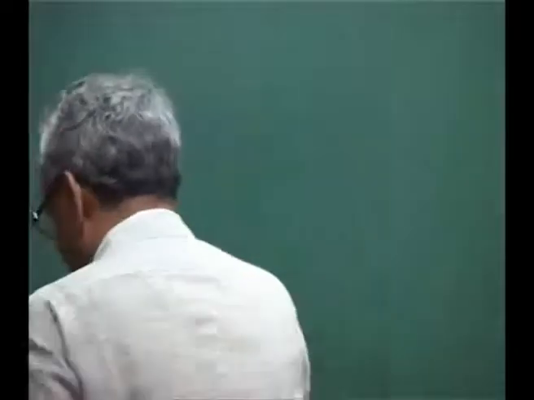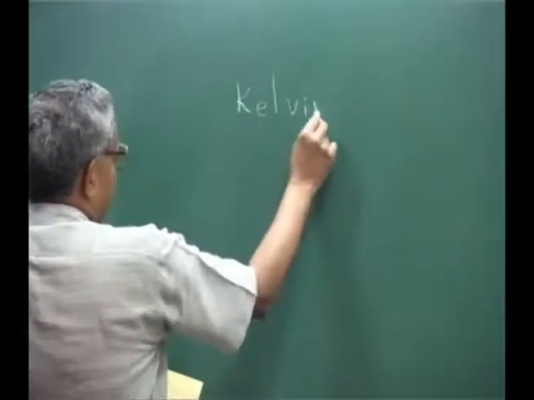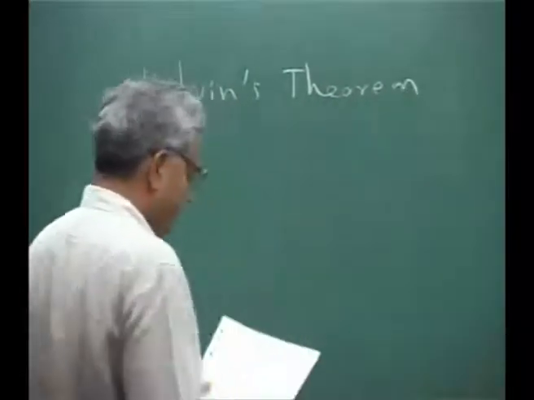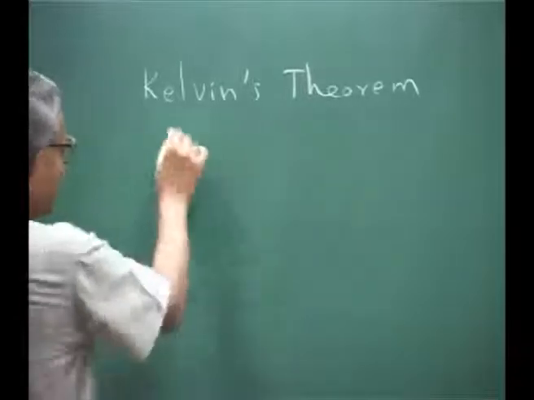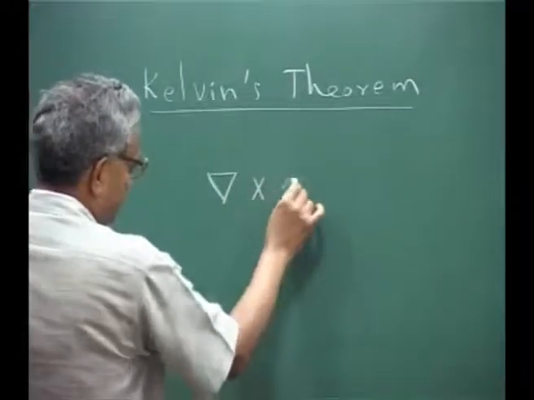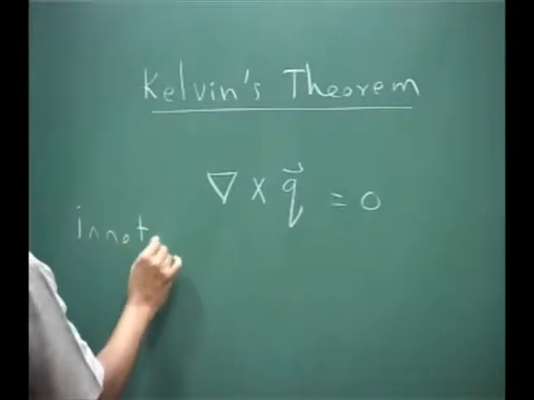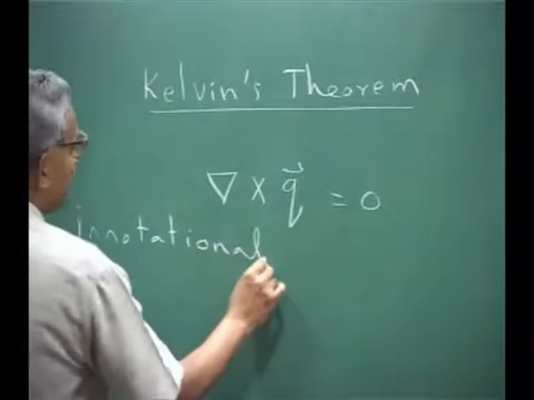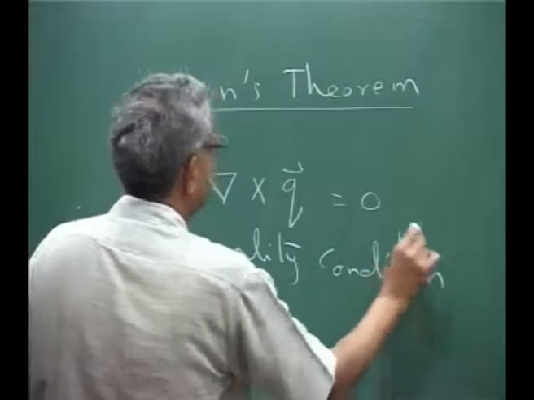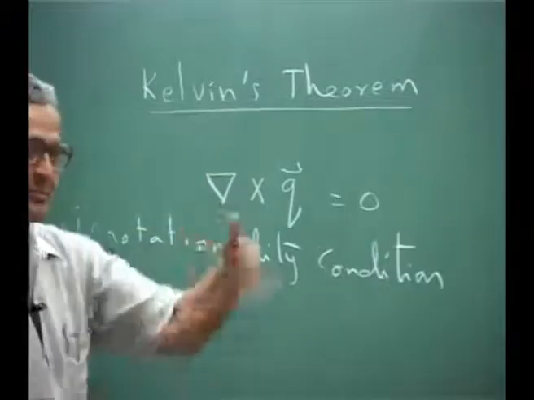Because I was mentioning Kelvin's theorem. That is, if the fluid is initially irrotational, meaning del cross q is zero, which is the irrotationality condition, then it will be irrotational always.